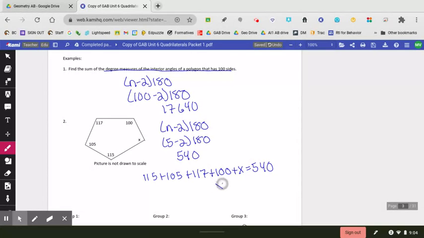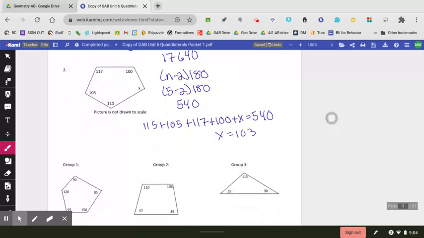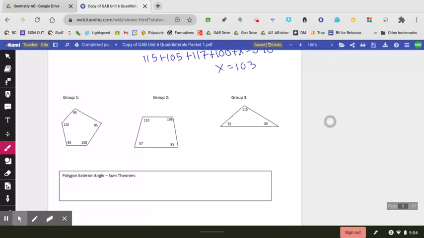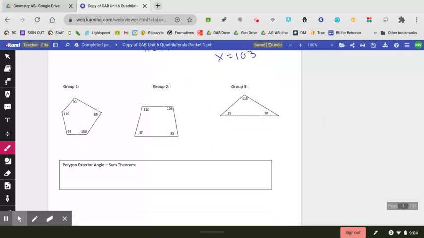And x equals 103. So I want you to pause, and I want you to try doing these 3 where we're looking for the sum of the exterior angles.